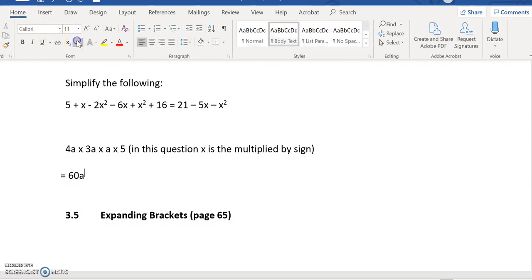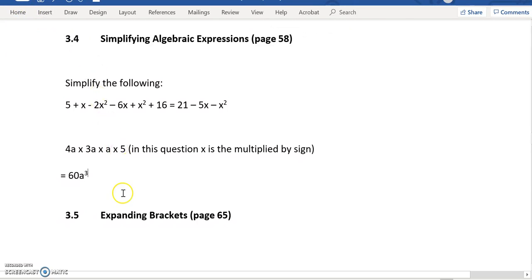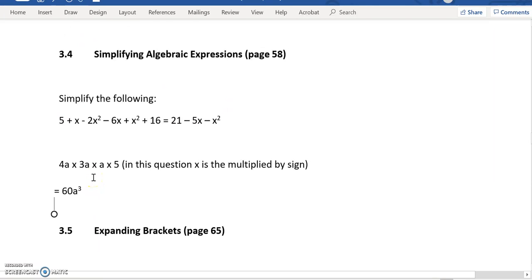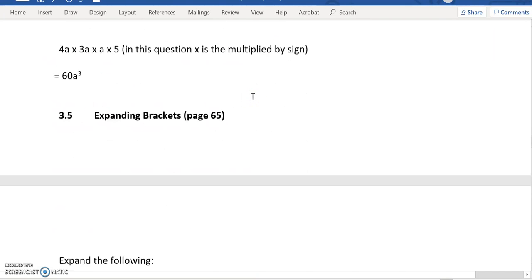So two slightly different approaches: we've simplified this one by adding terms together, and we've simplified this one by multiplying into one term. And you can see the textbook references if you want to go and have a look a little bit further.